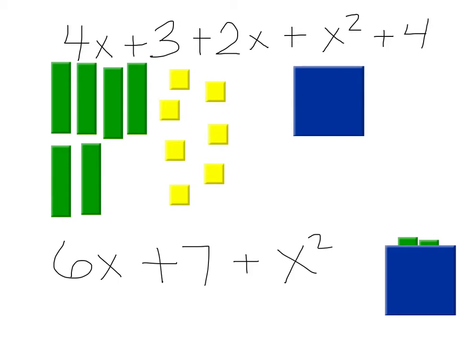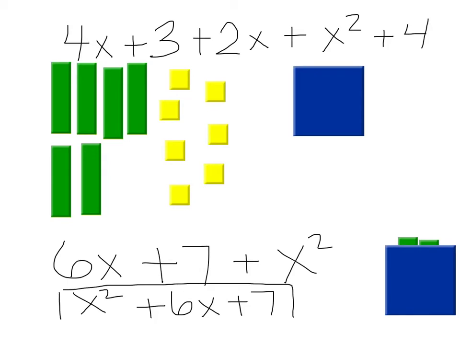However, in algebra, we always go from biggest piece to smallest piece. And since my x squared is my biggest piece, I would write him first. Then I would write my x's. Then I would write my 1 units, or my constants, which is the name that our 1 units are called. So my final answer becomes x squared plus 6x plus 7.